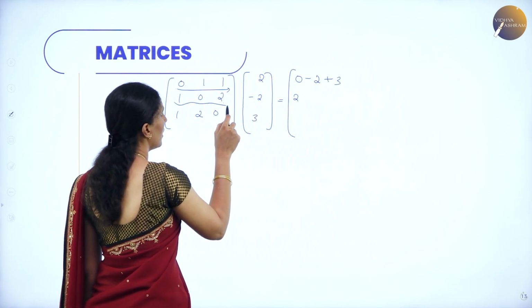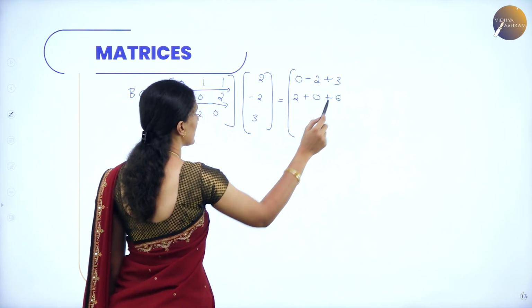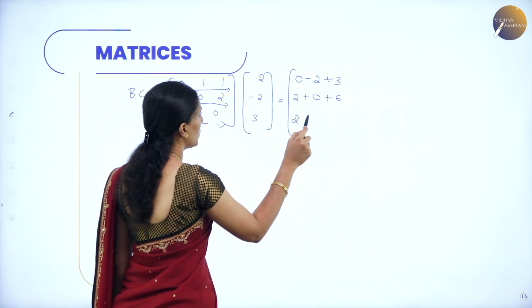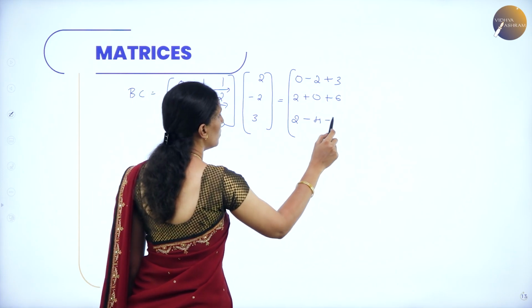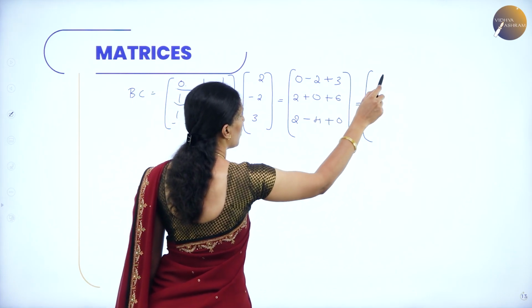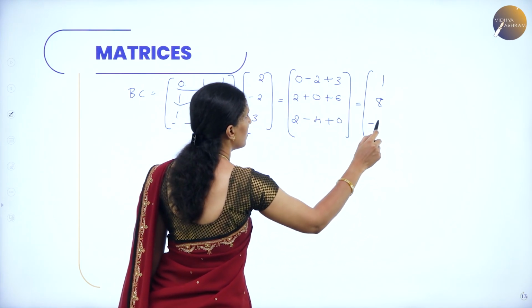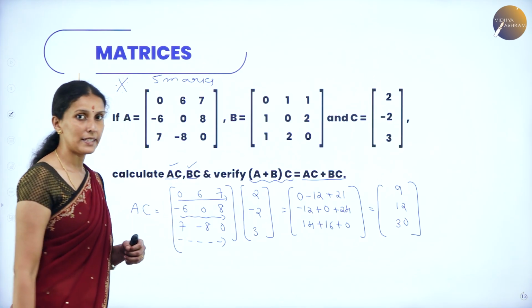So this is the second row, first column. 1 2s are 2 plus 0 plus 6. Next, the last row with the column. 1 2s are 2, minus 4, we will get 2 into 2 plus 0. So when you add it, you will get 1. 6 plus 2, 8. And here it is minus 2. So now we have calculated BC.